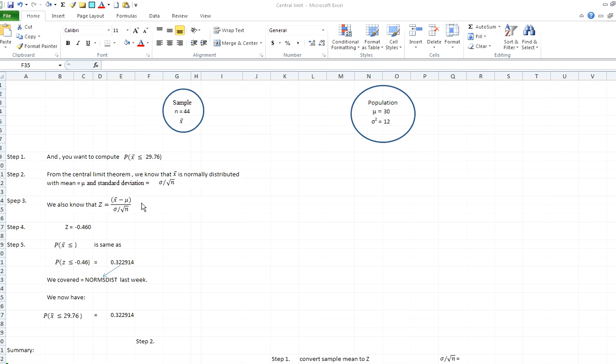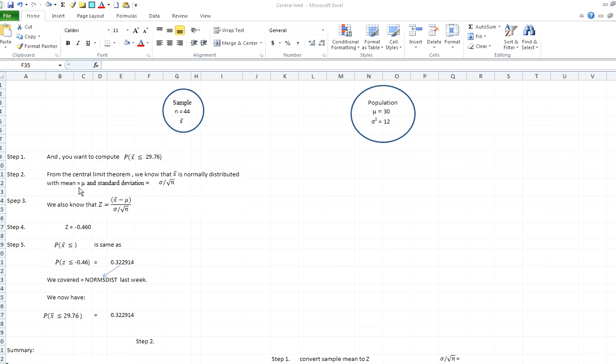Let's say you have taken a sample of size 44 from this population of mean 30 and variance 12. You want to know the probability that your observed value is going to be less than 29.76. So step one is to identify the question. So this is your question.